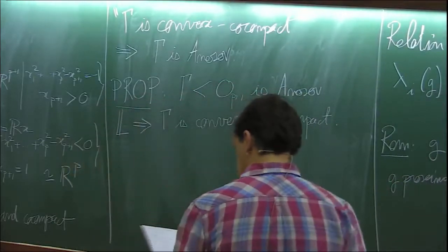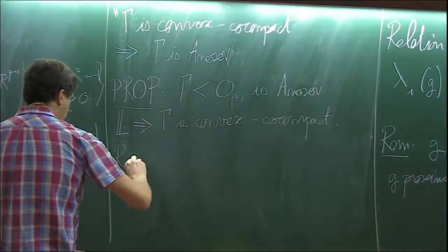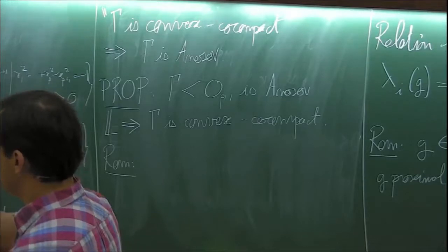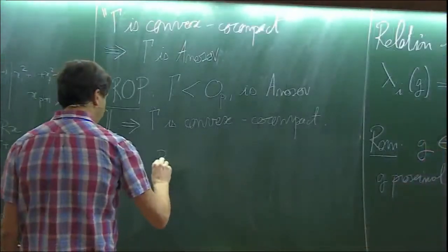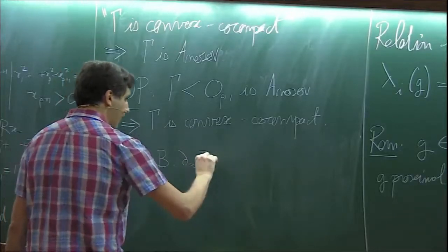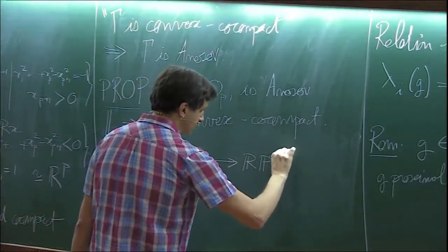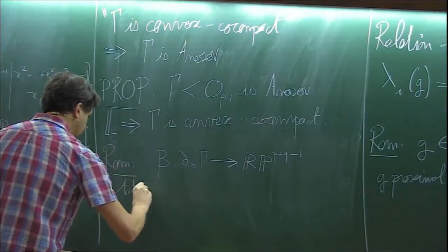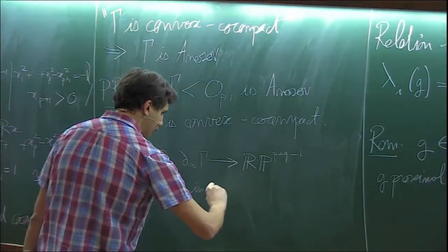Okay, so maybe it's time to make a general remark for the map beta that appears in the definition and will appear in the proof: the map beta from the boundary at infinity of gamma into the projective space takes values in the space of isotropic lines.